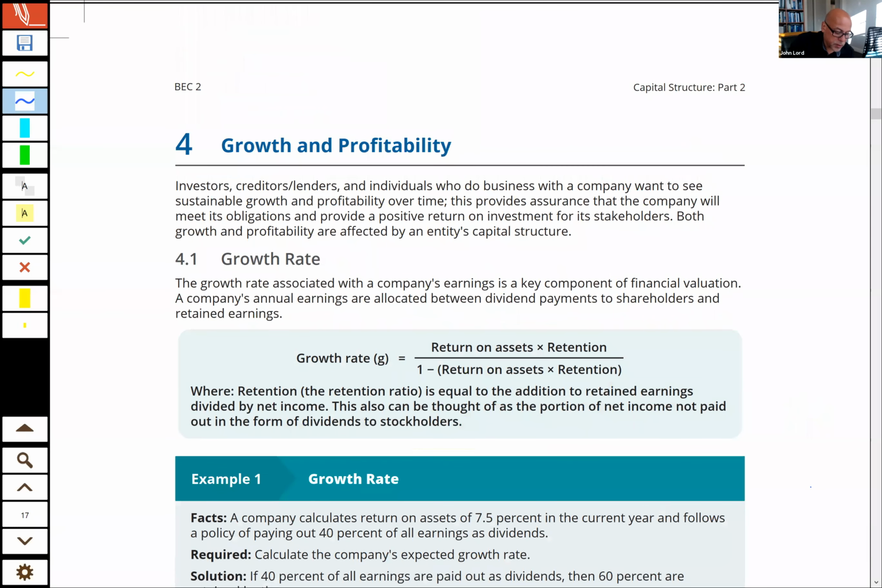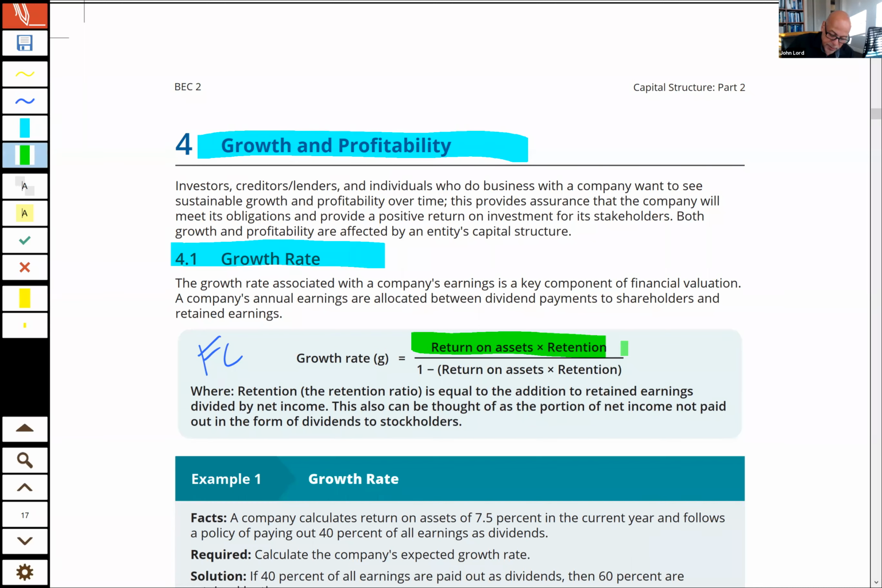All right, good. Let's take a look at profitability and growth. Let's first take a look at growth rate. Our growth rate, you can flashcard this, it's pretty straightforward, but we're going to get into flashcard mode quite a bit. That is the return on assets times retention, how long you're going to hold those assets, and then one minus the return on assets times retention. That's going to be your growth rate.